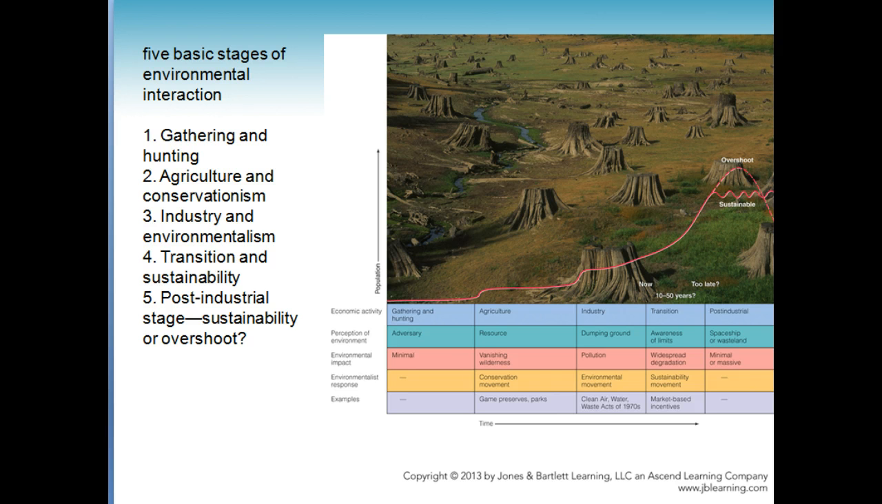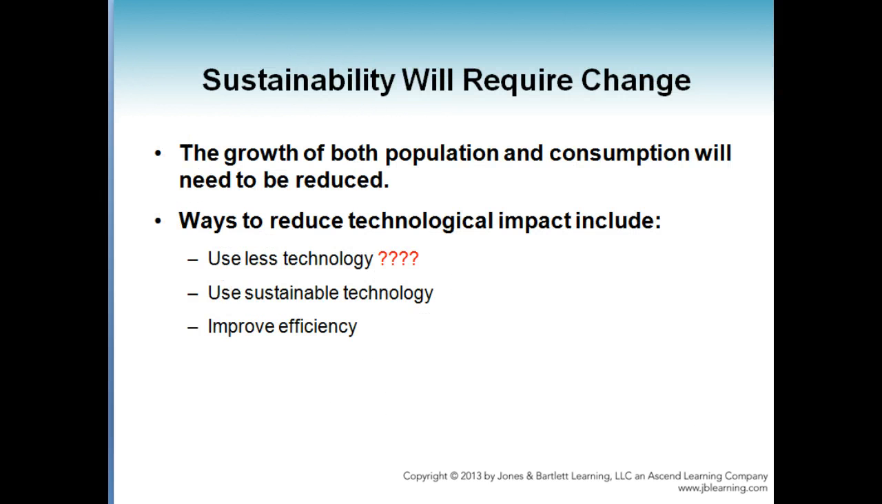The final stage, this post-industrial stage in sustainability, is a big question mark. Who can predict the future? People try all the time and don't do a very good job. In the environmental future, scientists have predicted either a sustainable solution to post-industrial life or one where the population overshoots sustainability and there are dire consequences. One could make this argument based on current trends and past events. So it seems obvious that sustainability will require some change.